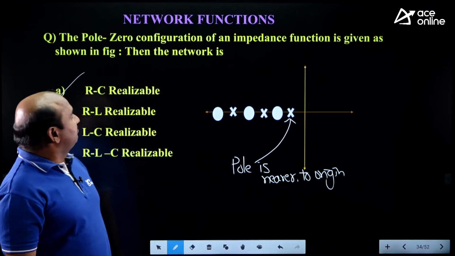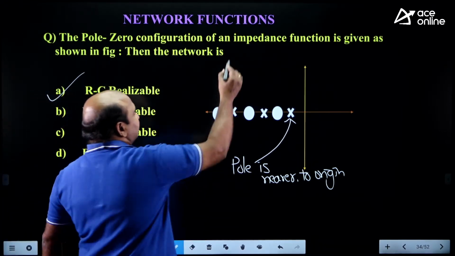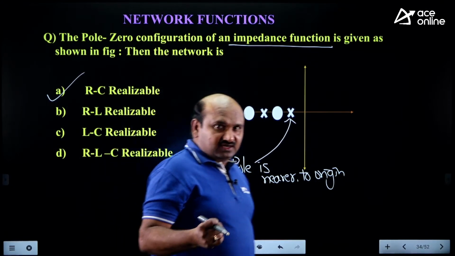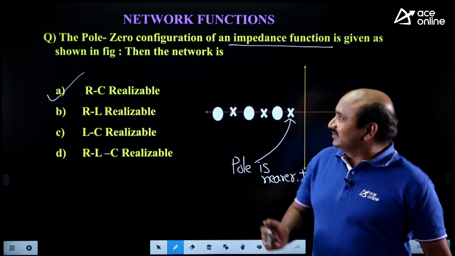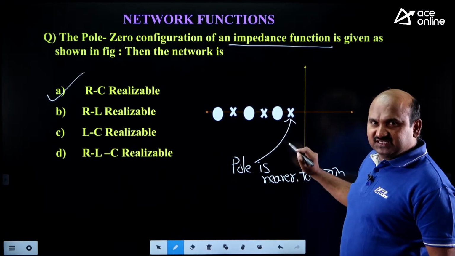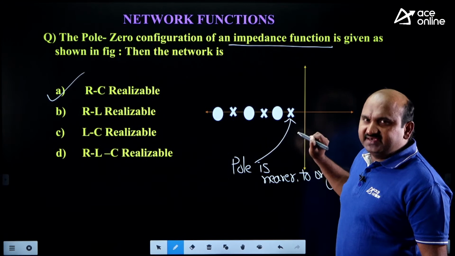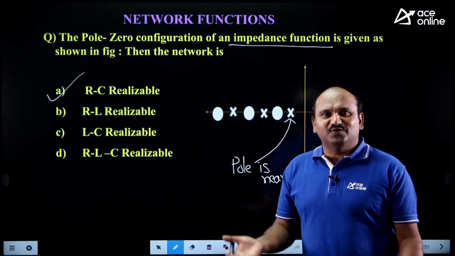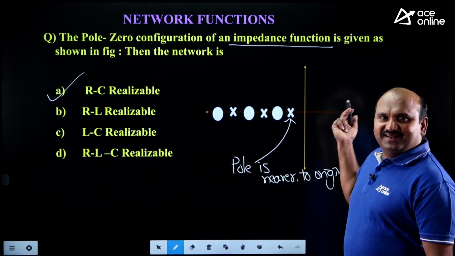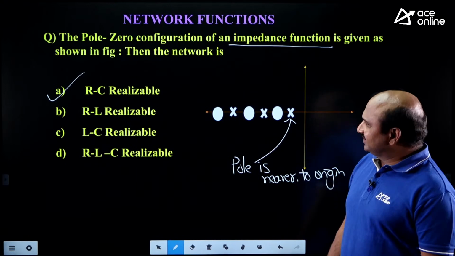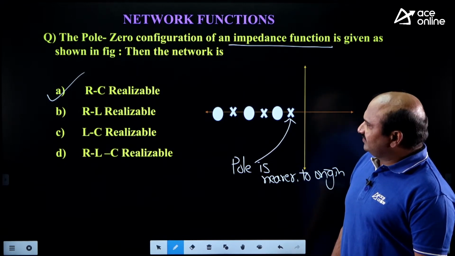It may be either impedance or admittance, but an impedance function is given. Impedance function means compulsory RC only. Why can't you take RL? But he has given only an impedance function here. According to the pole zero diagram, an impedance function is given. If pole is nearer to origin, then definitely we should go for RC impedance function only. Right. Check the next one.